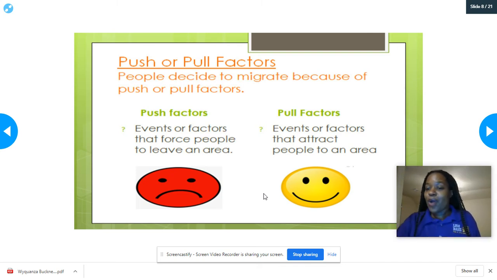They attract. So I did a little smiley face and a sad face. So the sad face is for push factors that force people out of an area, because it's sad to leave a place. Pull factors, those are the things that attract you to come into a country, like, oh, I really want to be there because that's where something good is happening, or that's where I can get a job. Pull factors attract people to an area. So I put a smiley face. Awesome. Here we go.